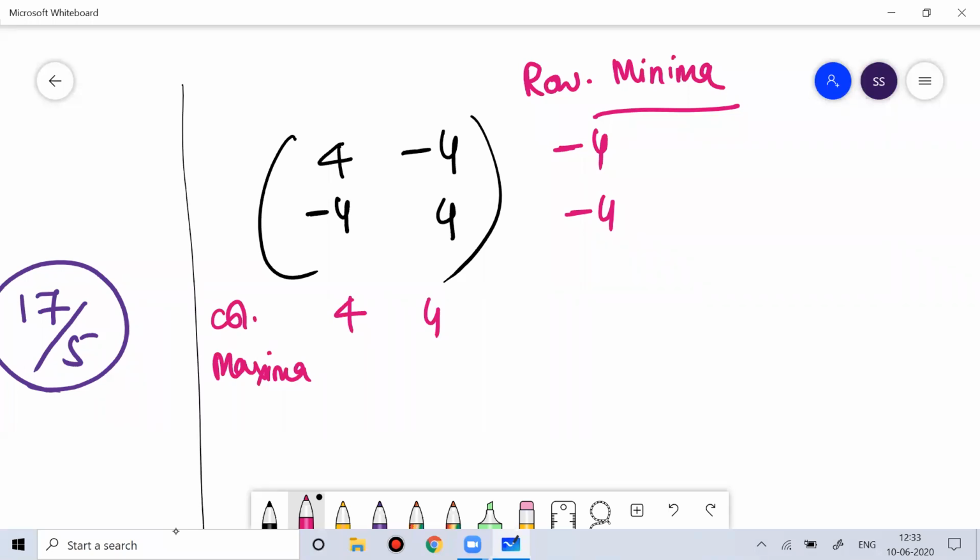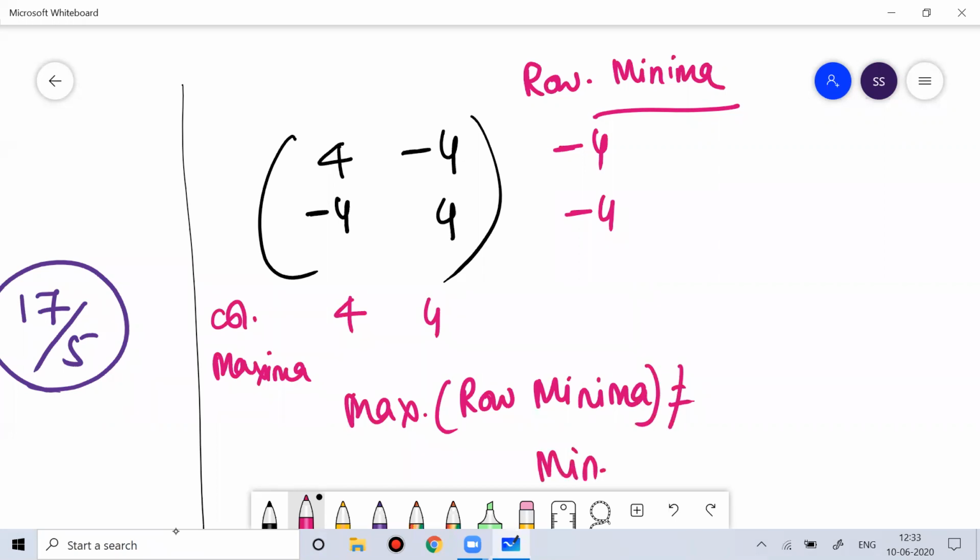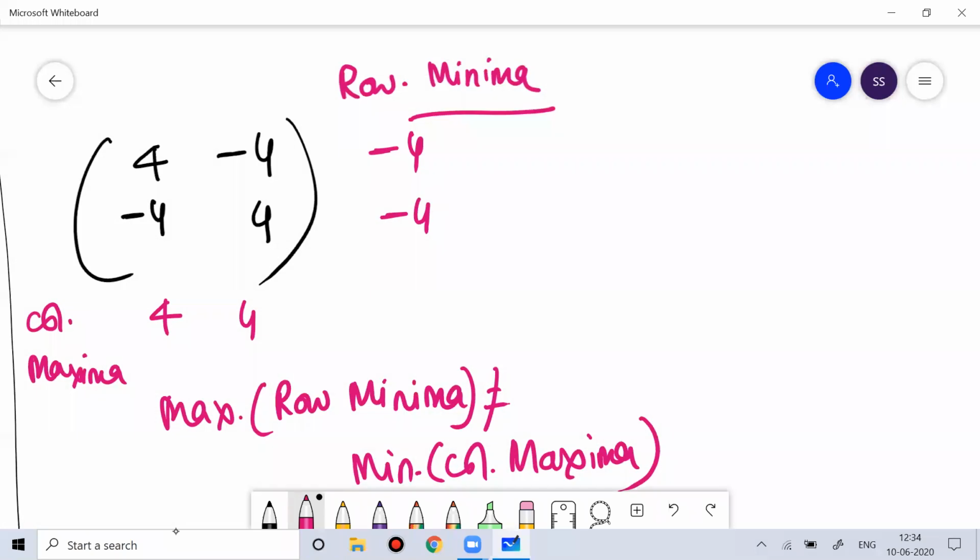So the maxima of row minima is not equal to the minima of column maxima. It means this problem is based on mixed strategy. So I can solve this problem by using probability. I can do that part. I can write my equation.